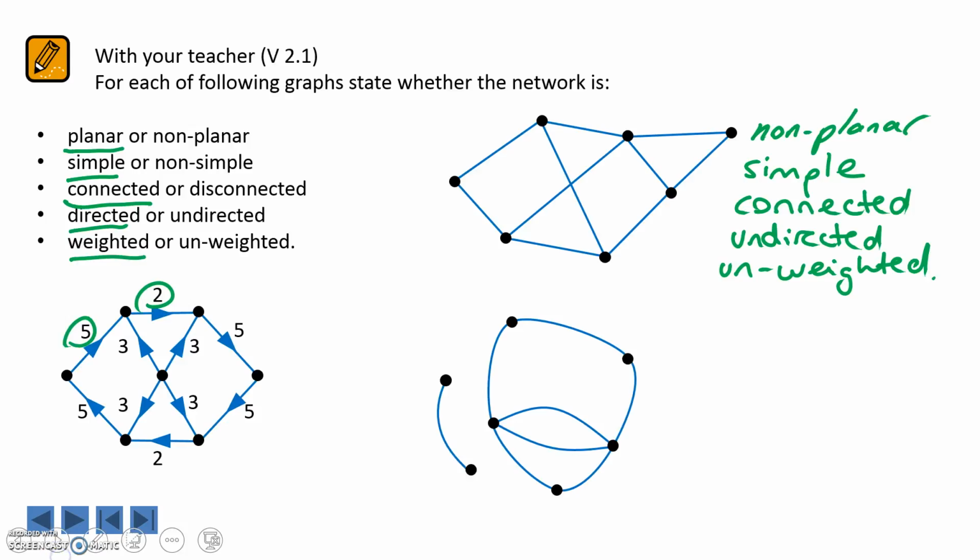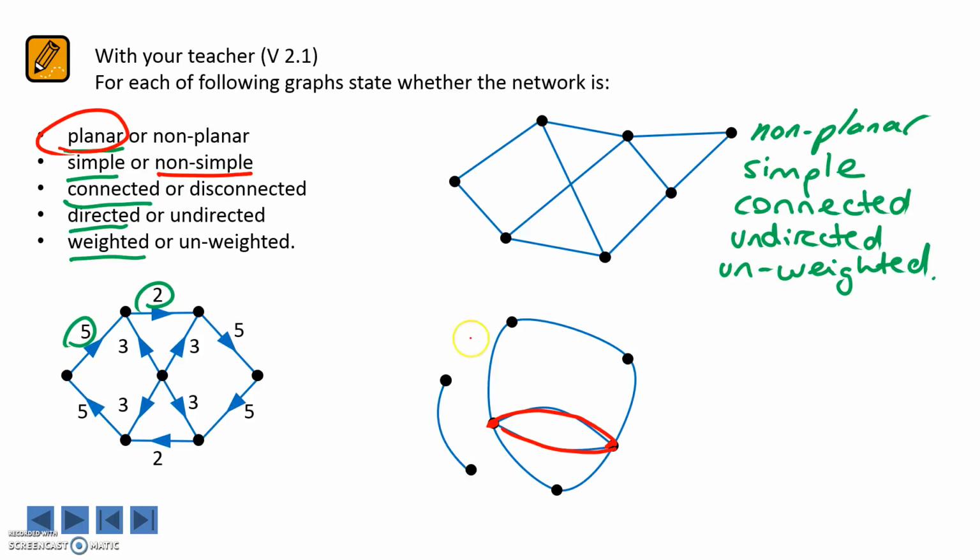Let's have a look at this one over here. So we'll do the same thing, planar or non-planar. So does it have any crossing over? So it must be planar as well. Simple or non-simple? So in terms of simple, there are no loops, but if we have a look from here to here, there is more than one edge, so it must be non-simple.